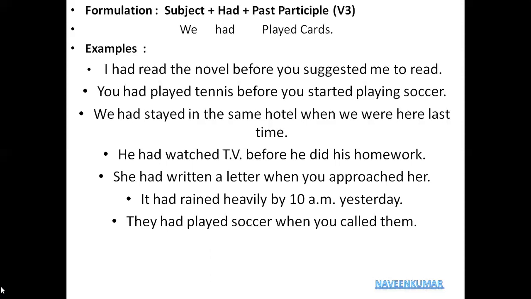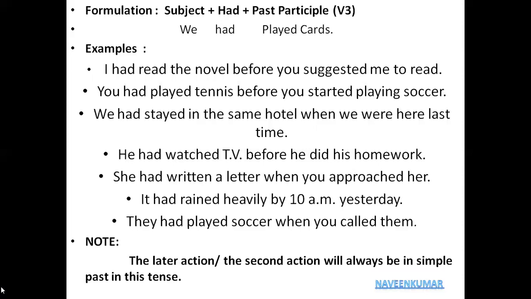Okay, remember I said earlier, whenever you are discussing past perfect tense, you should always keep in mind that we discuss two actions. Now, one important thing that you should remember here. Note, the latter action, or the second action, will always be in simple past in this tense. So there are two actions. The first action got completed before the second action, and this second action will always be in simple past tense.